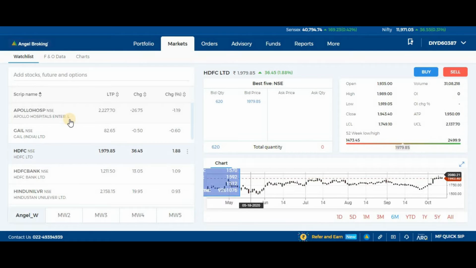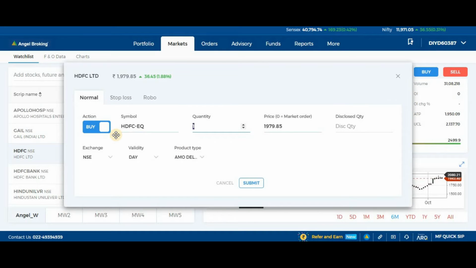Okay, so now we'll know how to execute a trade. There are different types of orders. I have explained the overview of the Angel Broking platform already, so we will not be going through that now. Now we will see how to execute a trade. For example, we are taking a trade of HDFC. Now take HDFC, click here. You are thinking that it will go up, so you have to select a buy order. There are options here. First is the normal one.